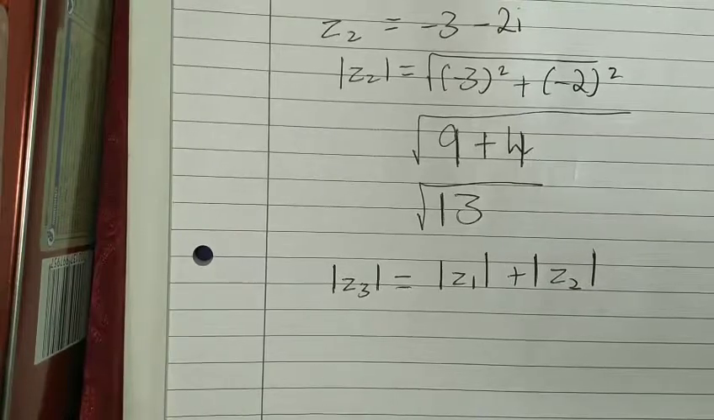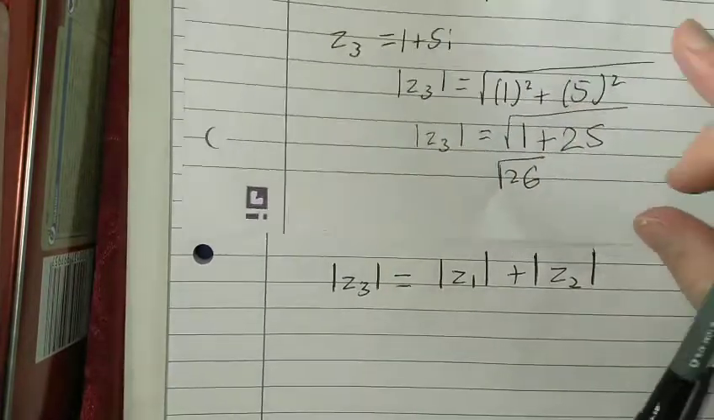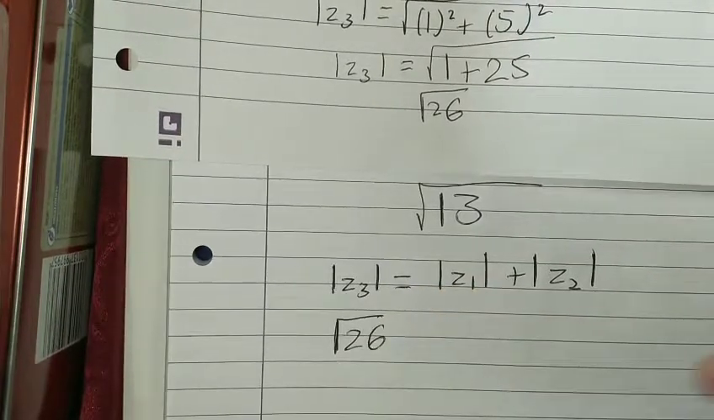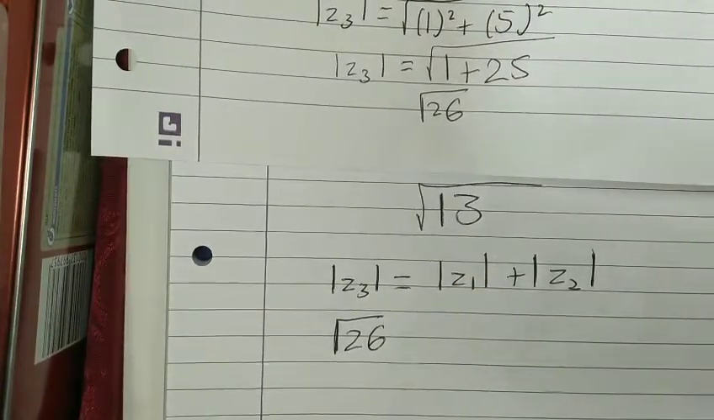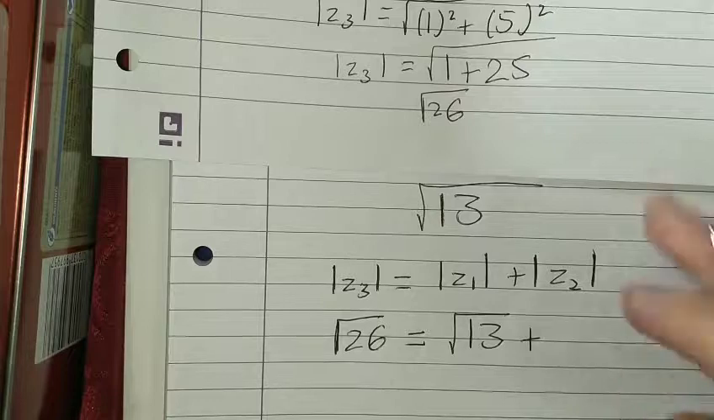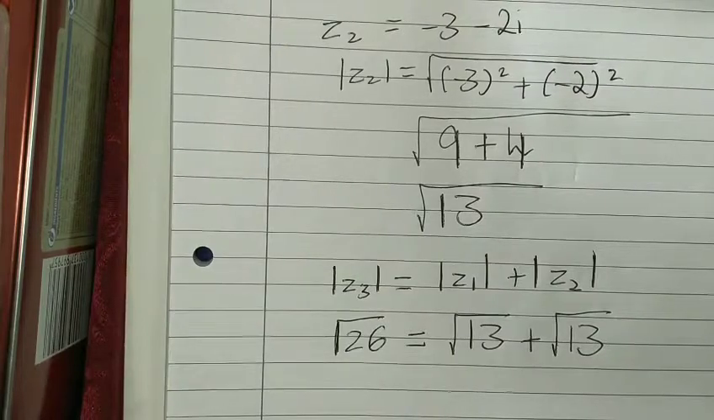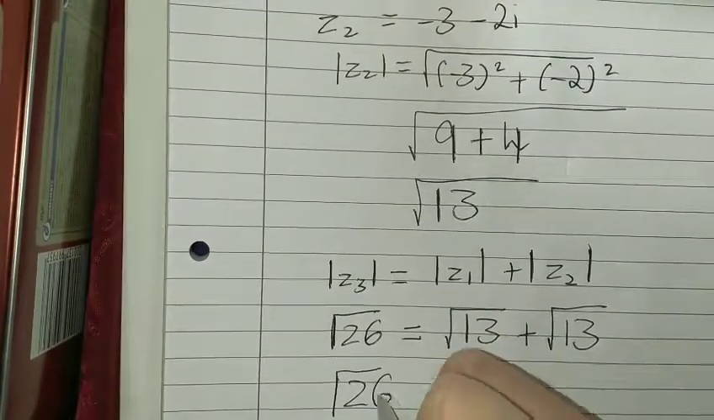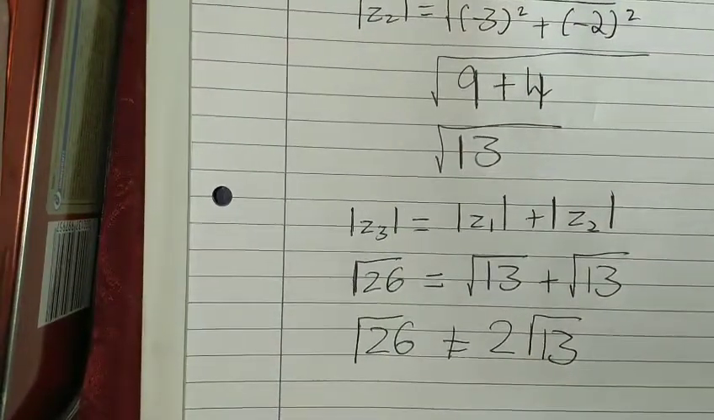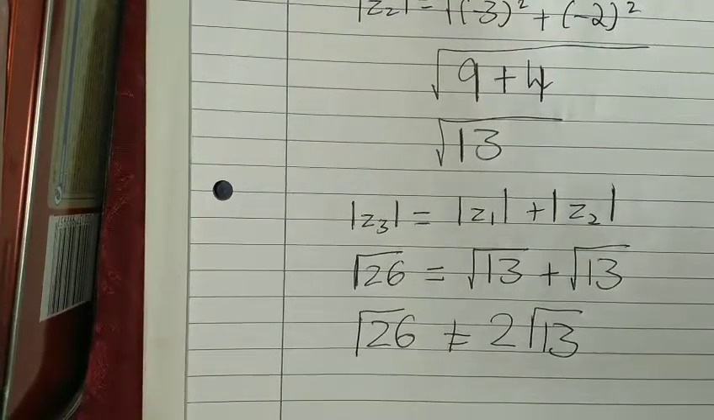So I want to see if the modulus of Z3 is the modulus of Z1 plus the modulus of Z2. Well, Z3, when I got the modulus of that, I got root 26, and then when I add Z1, which is root 13, and Z2, which is root 13 together, I get 2 root 13, but the square root of 26 is not equal to 2 root 13. So I would say the modulus of Z3 is not equal to the modulus of Z1 plus Z2.